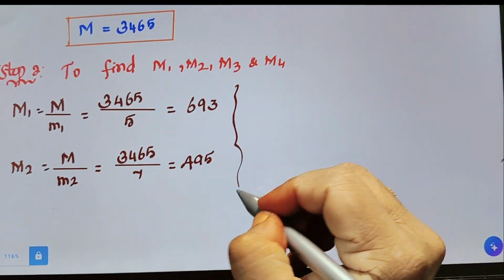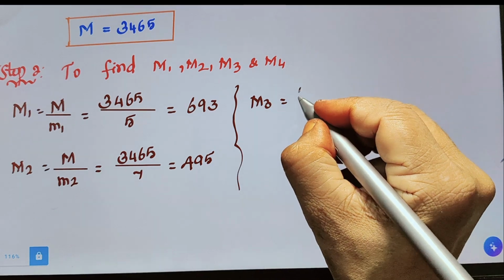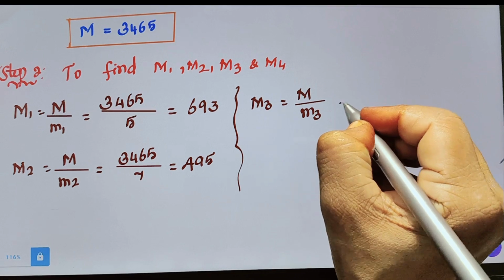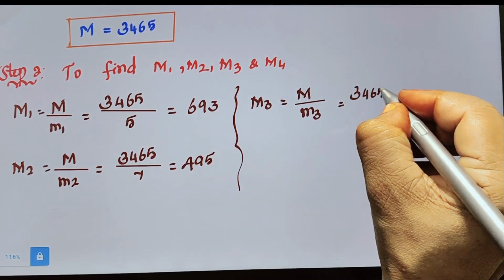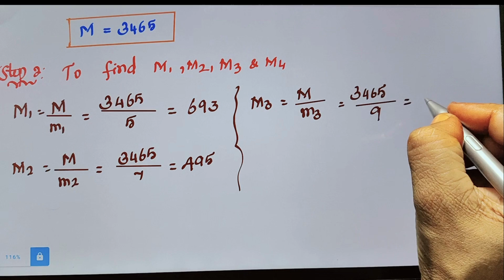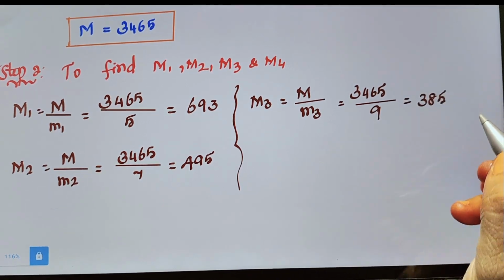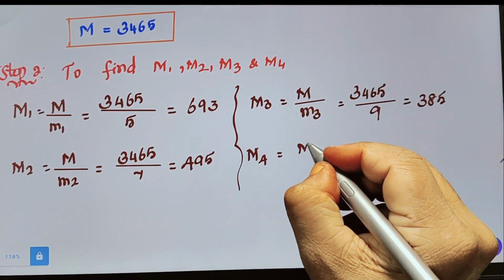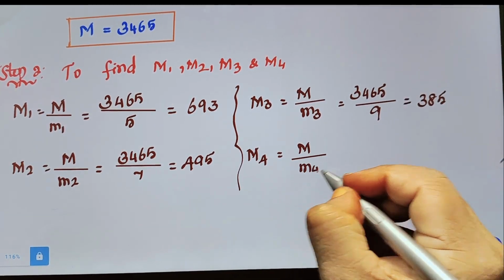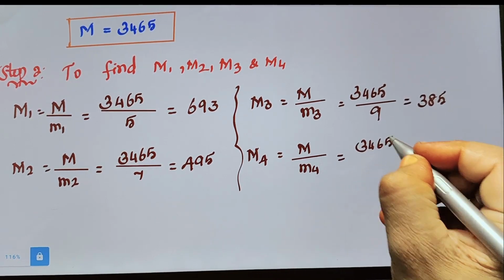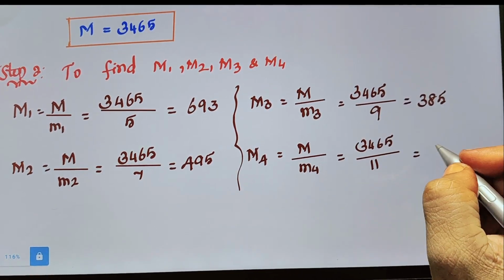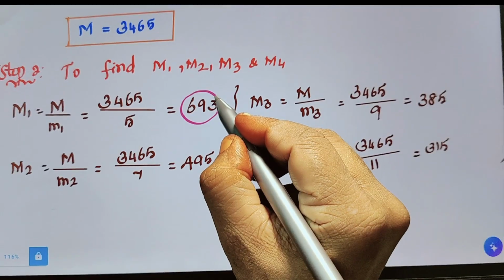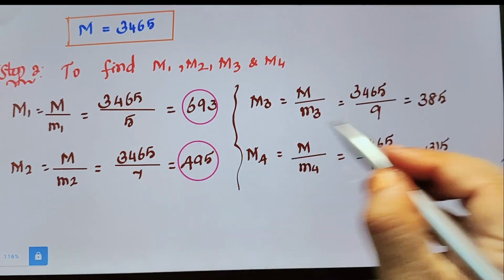Next M3. Write the formula, capital M the whole divided by small m3. 3465 divided by 9 equal to 385, using a calculator to calculate the values of all the M's. So M4 equal to capital M divided by small m4. 3465 divided by 11, the m4 value given as 11. So 315.